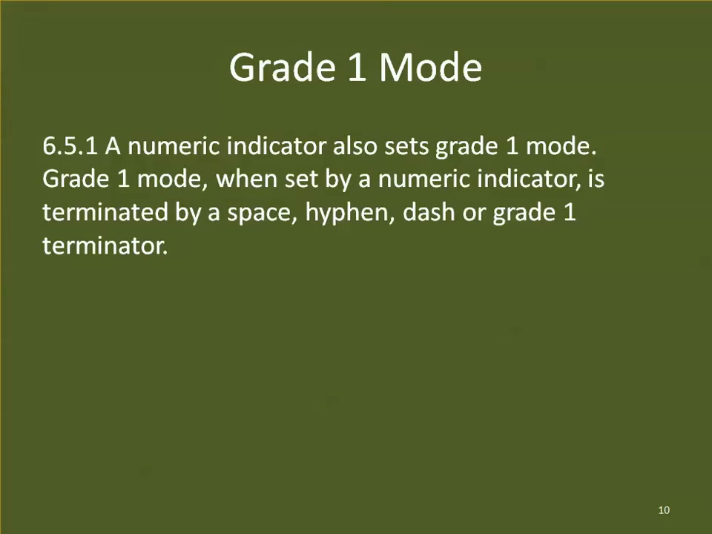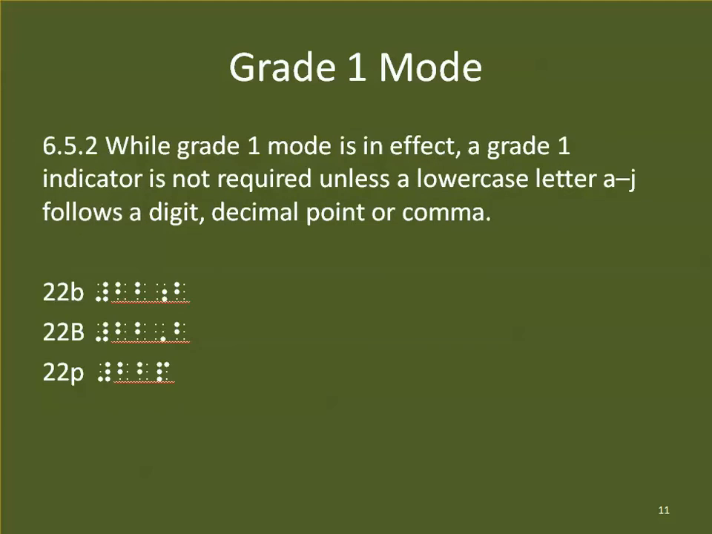Here's the tricky part about all of this. Numbers are numbers, right? So that's pretty simple. However, the numeric mode indicator also sets in motion grade 1 mode. So we have 2 different modes starting at the same time with the same indicator. Grade 1 mode, when it's set by the numeric indicator, is terminated by the space, hyphen, or dash. We're pretty familiar with that phrase, or explicitly with the grade 1 terminator. While grade 1 mode is in effect, a grade 1 indicator is not required after that numeric indicator unless a lowercase letter A through J follows a digit, decimal point, or comma.